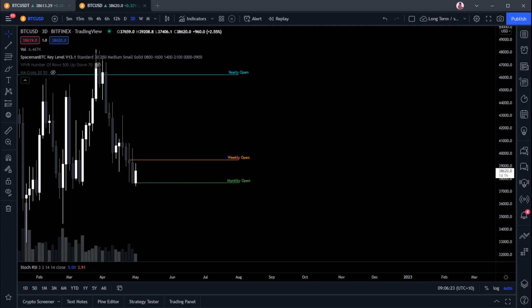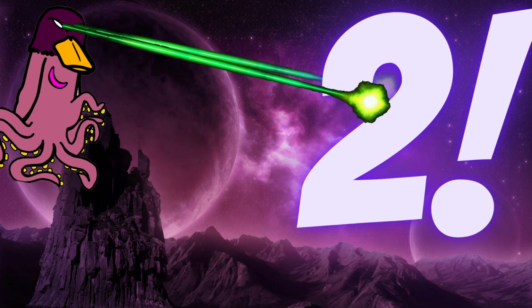All around, Spaceman is probably my most used indicator. It's on every chart without fail. It can be used for virtually everything because it's just a levels indicator. Let's jump to the next one.